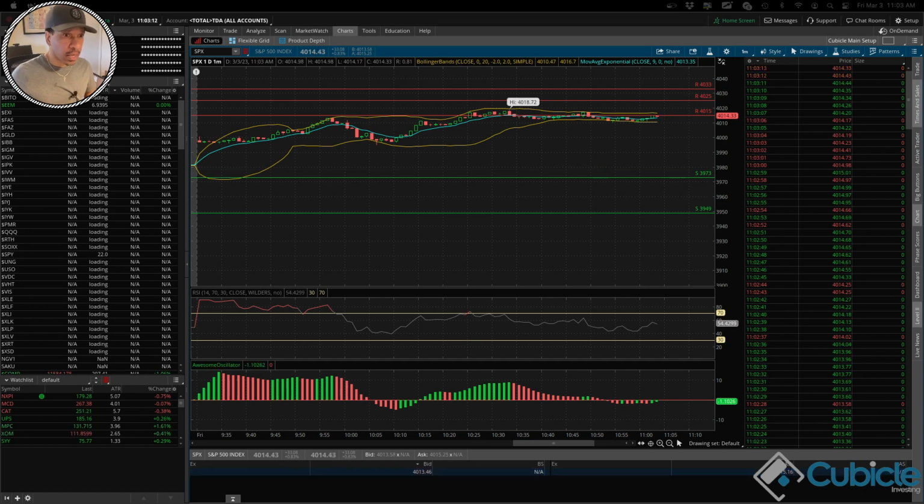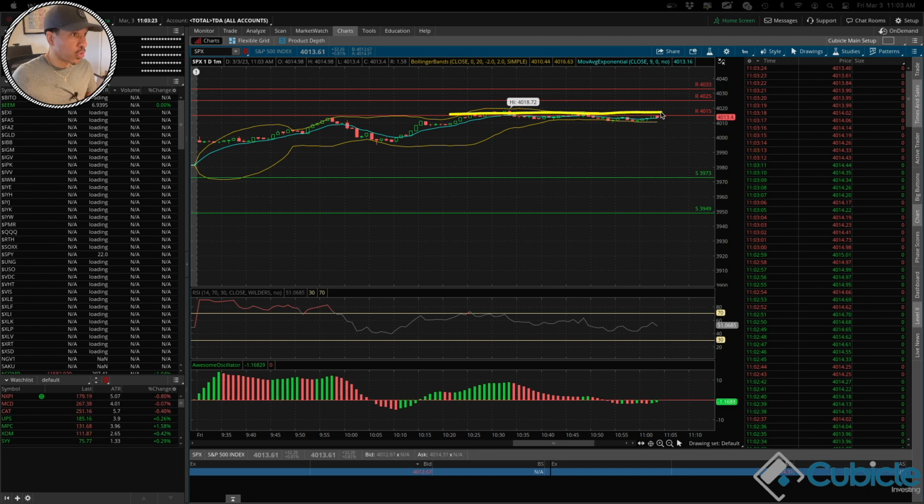Okay. All right, let me change the color. All right. Yeah, so it looks like that 40.15 resistance area is holding true to form. So as you can see, of course, it's not going to be right and exact. It's just the area around 40.15.